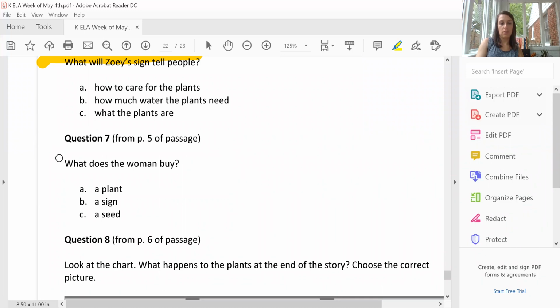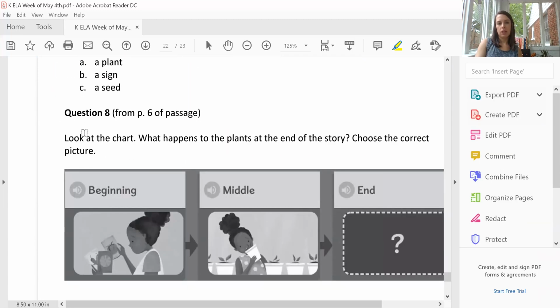Question 7. What does the woman buy? A, a plant, B, a sign, or C, a seed? Go to page 5. What does the woman buy? And question 8. Let's look at the parts of the story. So look at the chart. What happens to the plants at the end of the story?